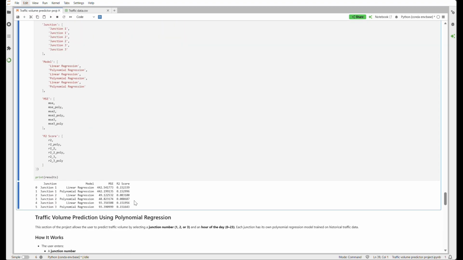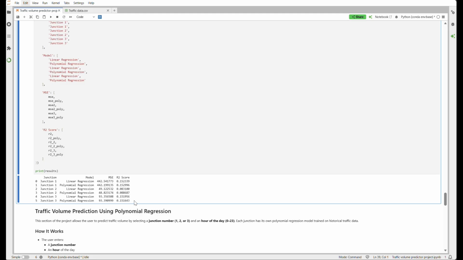Overall, polynomial regression slightly outperformed linear regression for each junction because it produced slightly lower mean squared error values and slightly higher R2 scores. However, the R2 scores remained relatively low overall. This indicated that our variable alone was not strong enough to fully explain the traffic behavior.